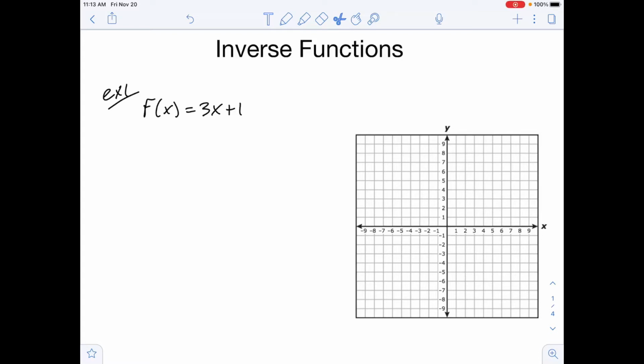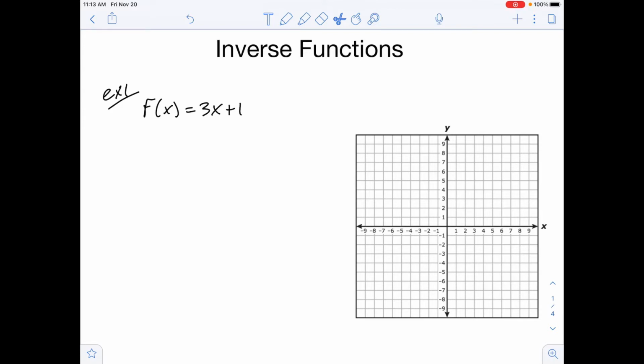All right, guys, so we're going to talk about inverse functions. I'm going to show you how to find the inverse of a function algebraically. I'm going to show you the relationship when you graph inverse functions. And then I'm going to show you the relationship between the domain and range of inverse functions. So let's start with this first one.